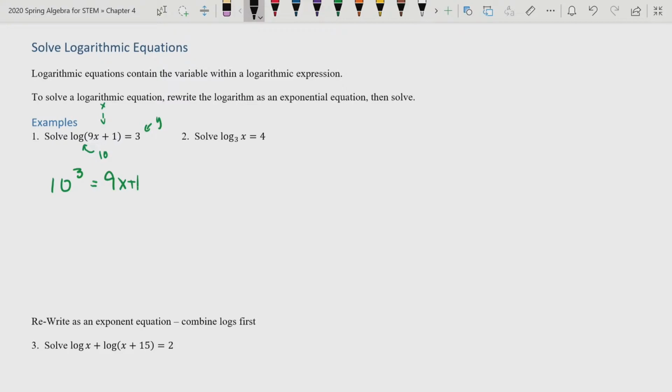So now we can just solve. 10 to the third power, that's 1000, equals 9x plus 1. Subtract 1 from both sides. I get 999 equals 9x. Divide both sides by 9. This cancels with that. The right side is x. The left side is 111.